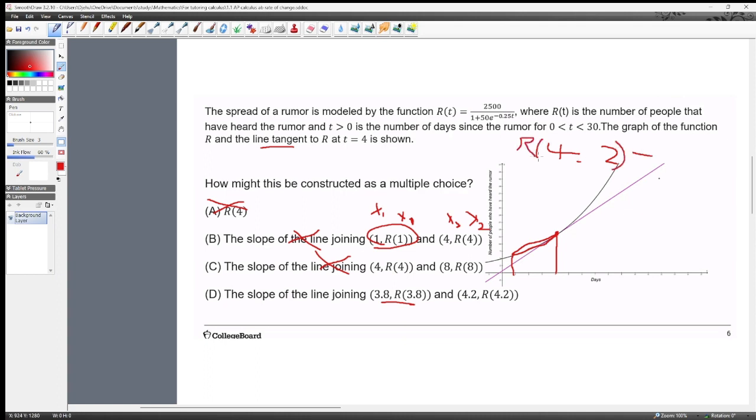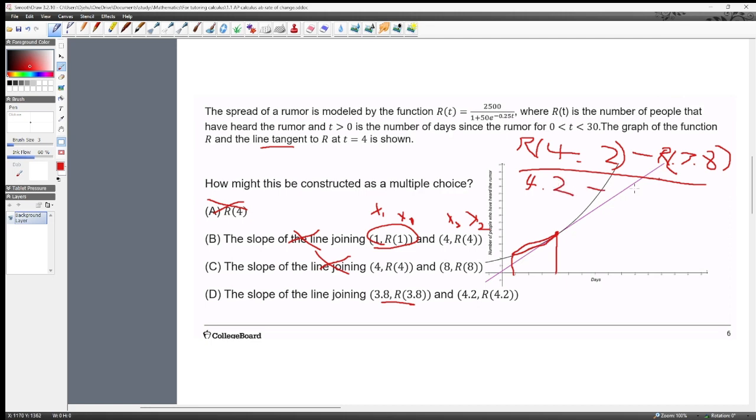And here I'm talking about secant lines. Here they intercept twice. That is considered a secant line. That's why C is wrong.